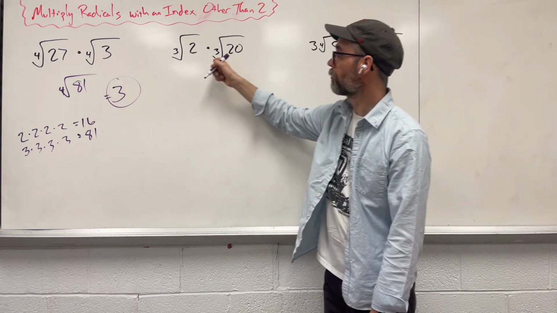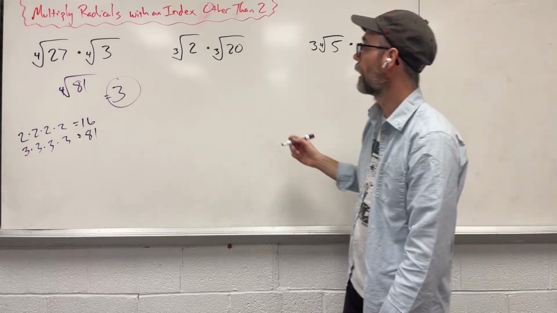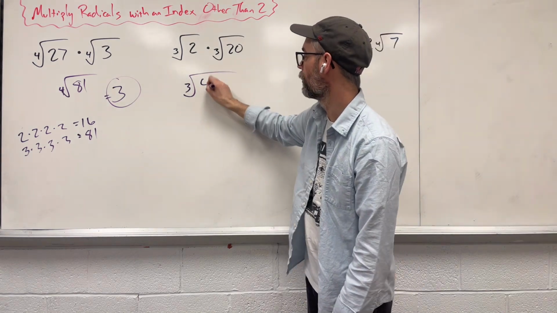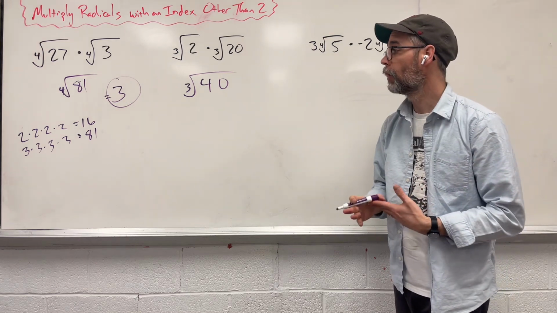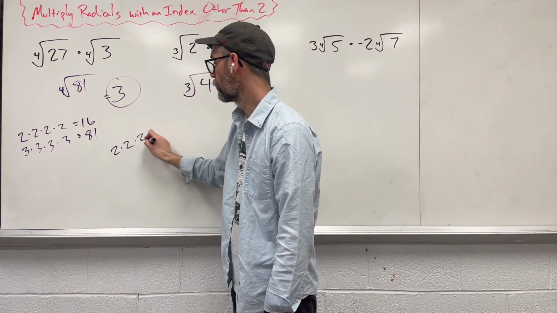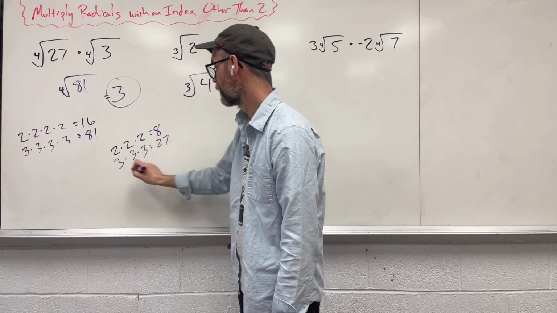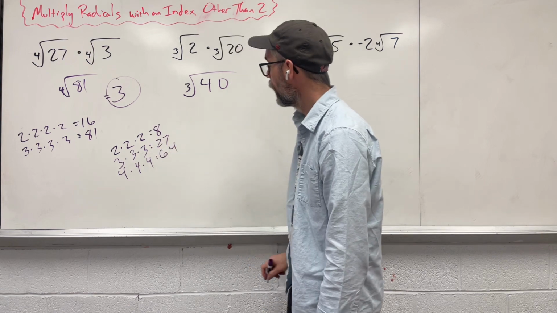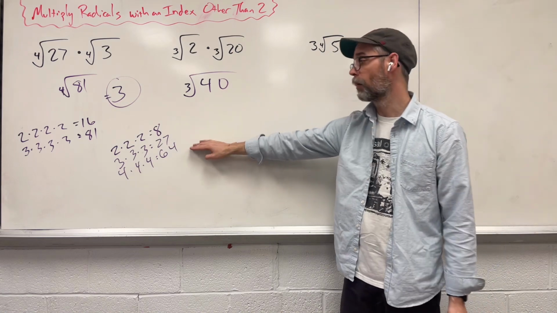Moving on, we have index 3, index 3. They're both the same. Great, let's multiply those numbers on the inside together. So we leave that index of 3, and 2 times 20 gives us 40. Now we have to see if we can simplify this. Well, let's create a list like we did over there, where we can say 2 times 2 times 2 gives us 8, 3, 3, 3 gives us 27, 4, 4, 4 gives us 64, and I don't need to go any further because this number is already way bigger than that. There's no way I'm going to get that.